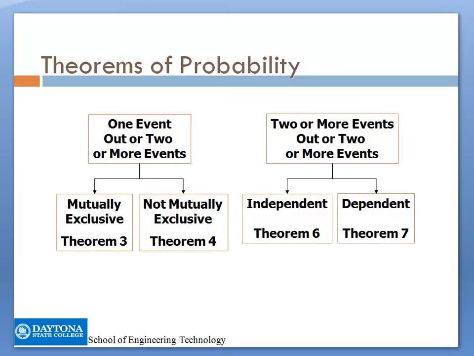Now, to understand theorems 3, 4, 6, and 7, you need to be familiar with two different situations. One is that you have one event out of two or more events, and you have mutually exclusive or non-mutually exclusive events. When this happens, you follow either theorem 3 or theorem 4. If you have two or more events out of two or more events, then you will follow theorems 6 and 7, and these depend on whether you have independent events or dependent events.